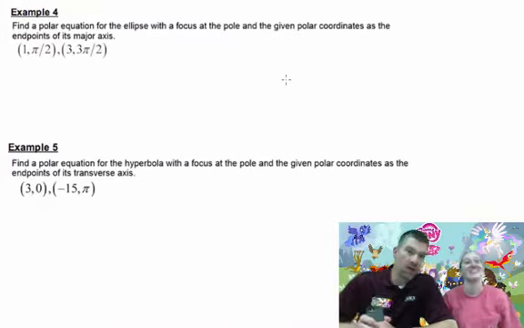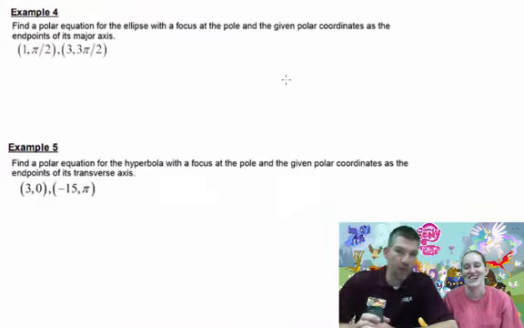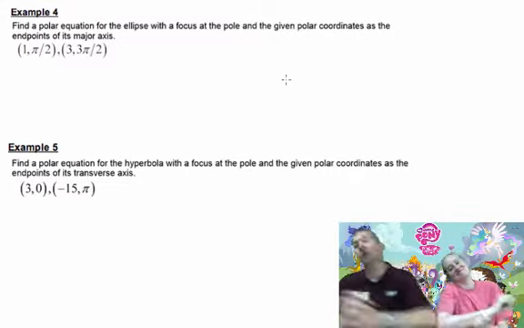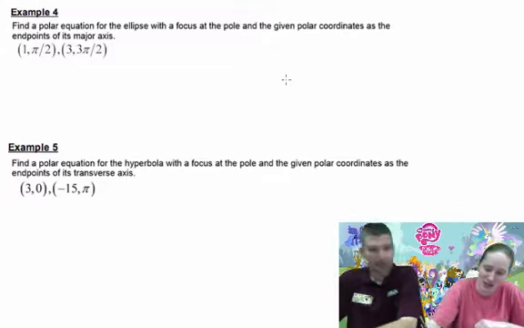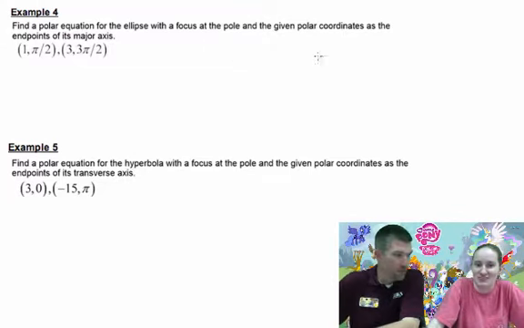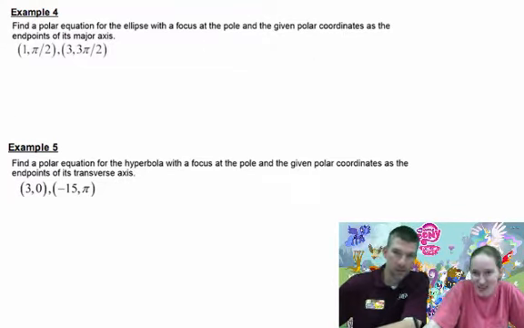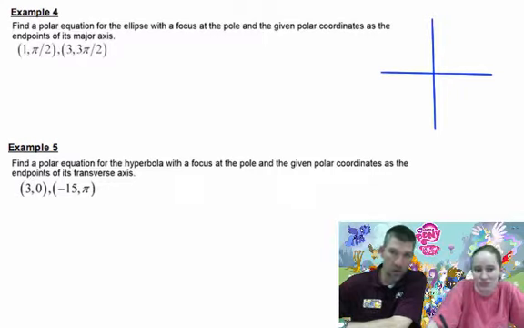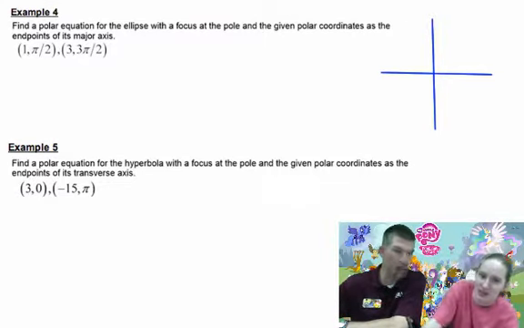All right, so we're going to find a polar equation for the ellipse with a focus at the pole and the given polar coordinates. Okay, so let's graph this. Let's draw a nice little sketch. Okay, now 1 comma pi over 2.